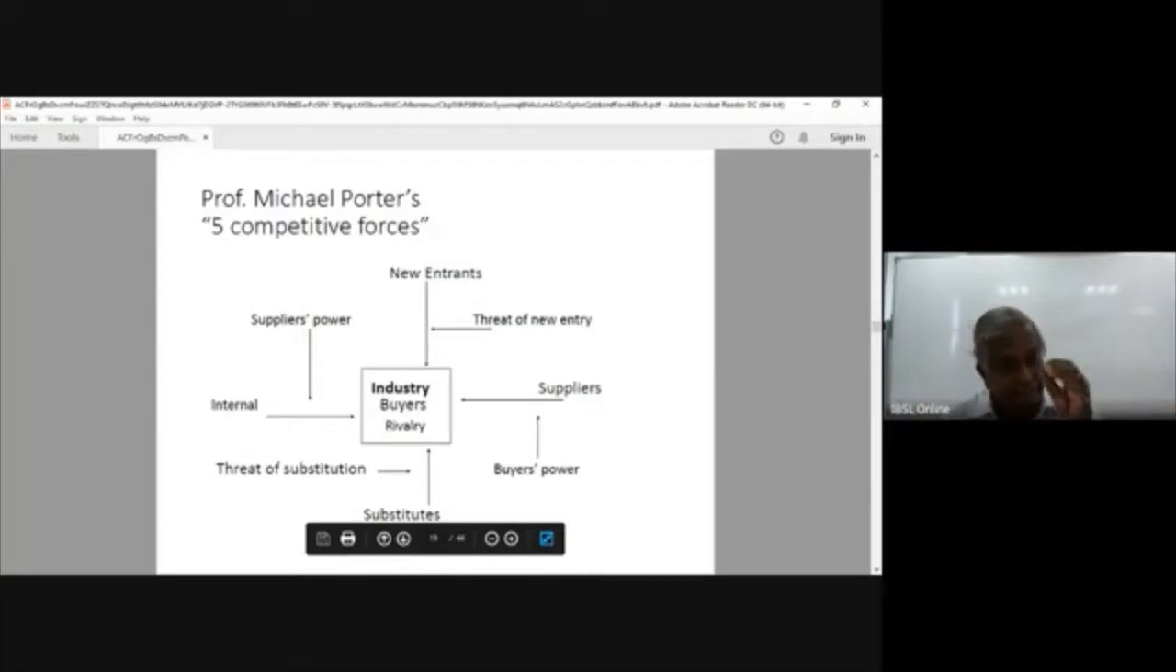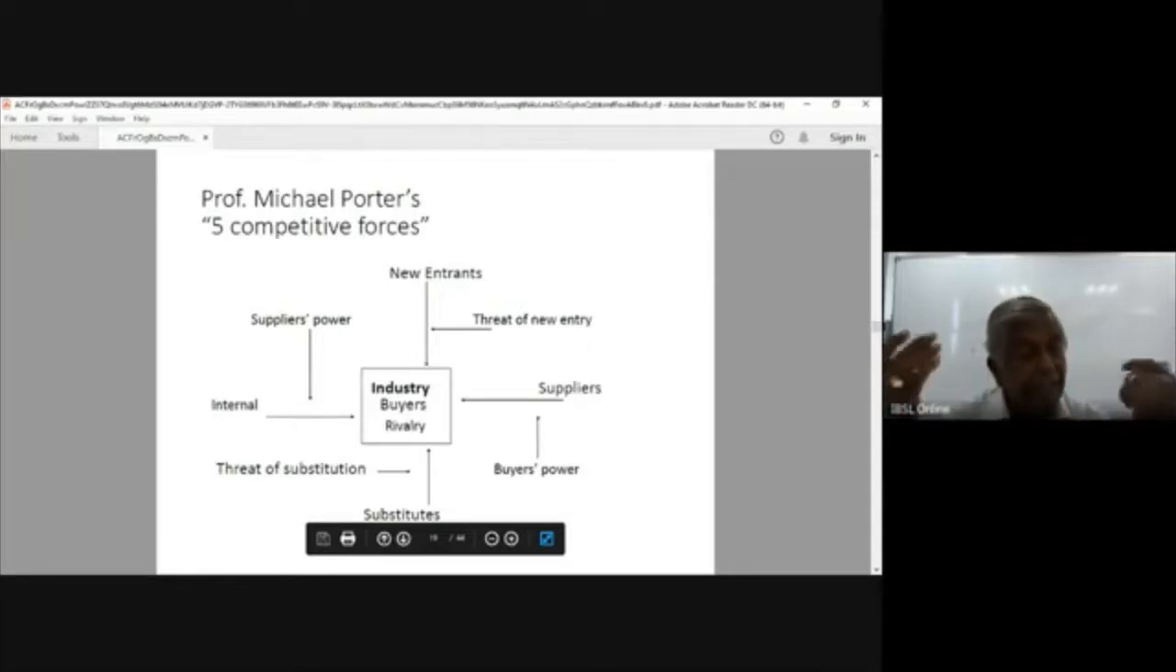Once again, internal rivalry, that is the companies already operating within the industry. Their competition will be there. They will fight for the profit within the industry. That is the first force. The second force, new entrant, the people who are trying to come into the industry. They create a threat of new entry. So when they come, the competition will be more.